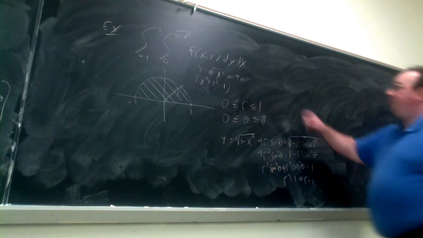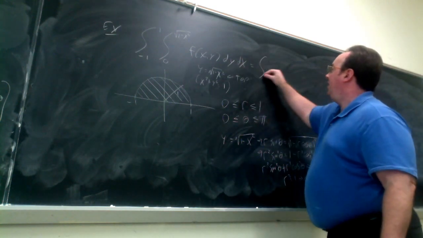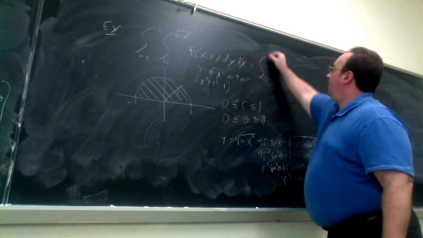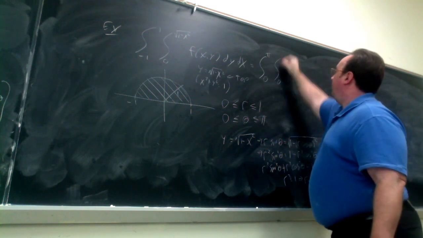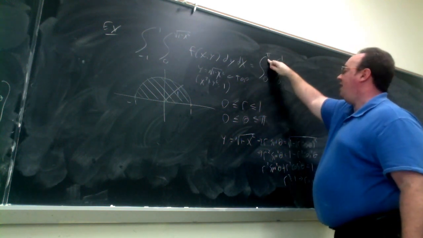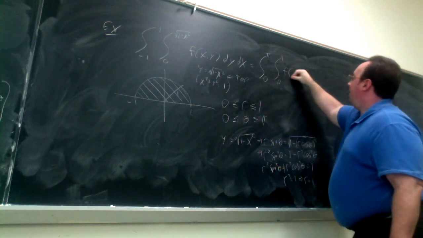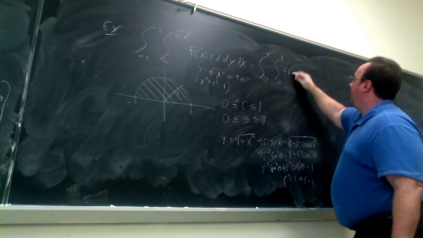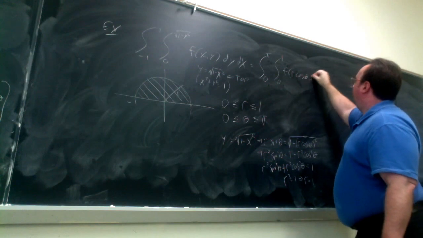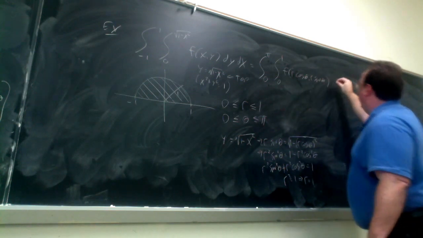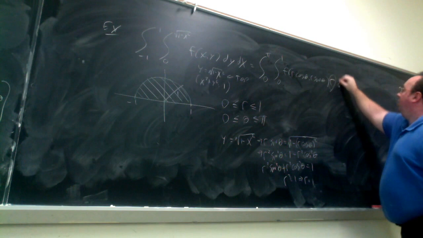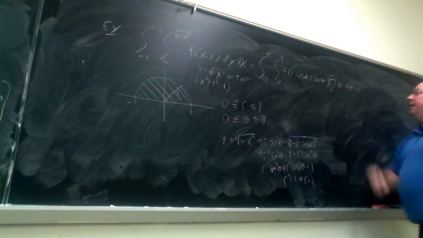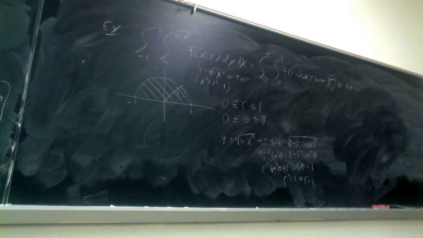So whatever you have for f of x y, you would have this integral in polar coordinates. So 0 to 1 in r, 0 to pi in theta, and you make a substitution into your integrand. And then don't forget your extra factor of r, dr d theta. Any questions on this one?